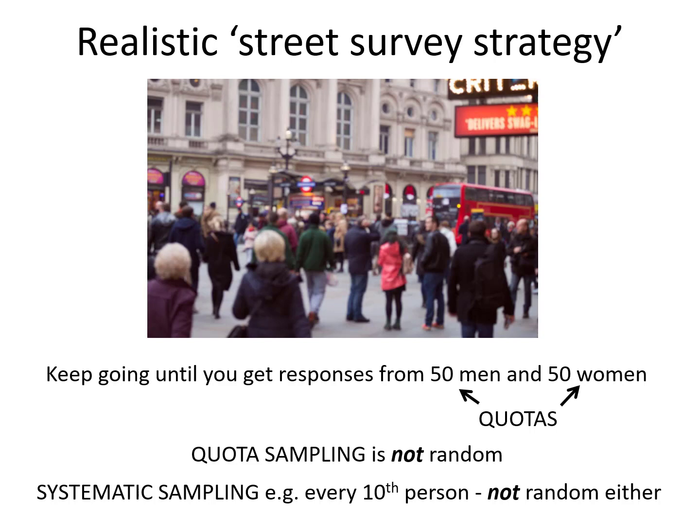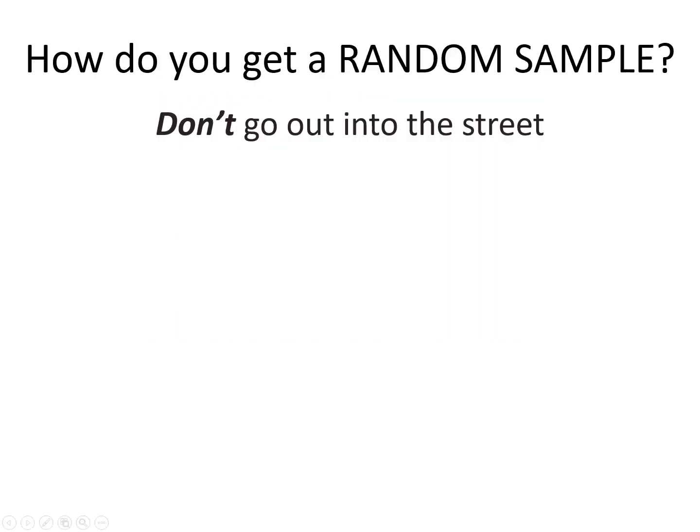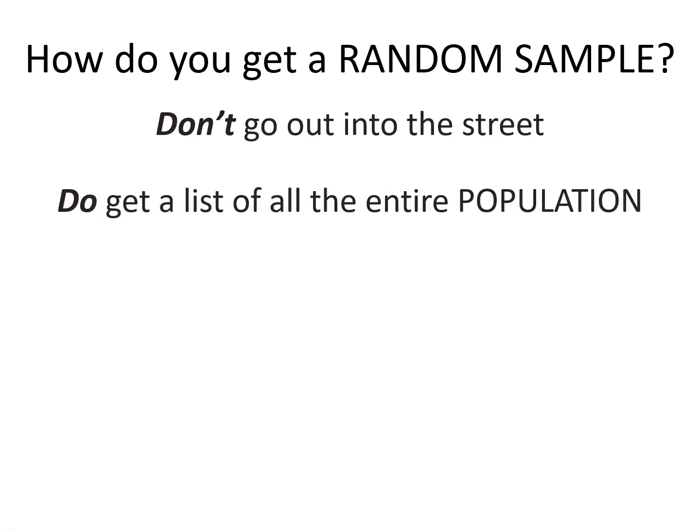We are not going to gather our sample by going into the street. Well, if you don't go out into the street, what do you do? You get a list of the population in which you are interested. In the case of the UK, where do we get a list of the adult population?